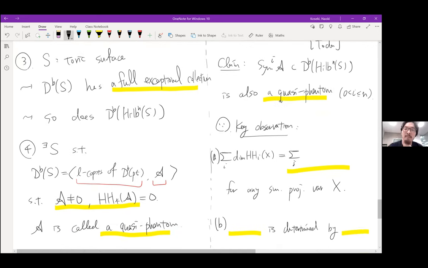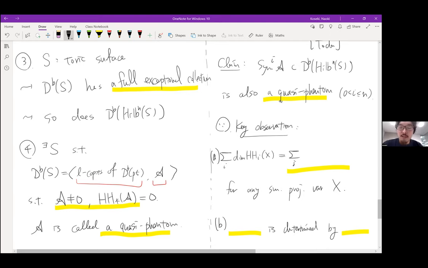So one might expect that it's a general phenomenon, like if you have a Hochschild phantom category, then its symmetric product is again a Hochschild phantom. But I can't prove that general result, so I have to use some special properties in this case to prove this claim.